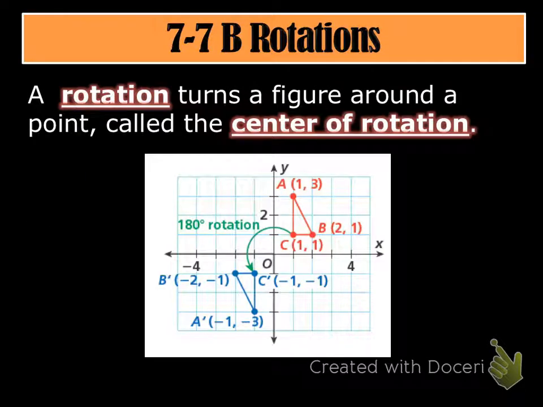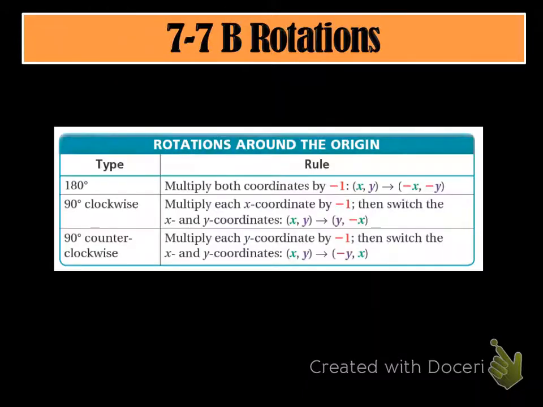Now, a rotation turns a figure around a point called the center of rotation. So looking at the different types of rotation, you have 180 degrees. The rule for that is you multiply both coordinates by a -1. So instead of having xy, you would have the opposite of x, opposite of y.